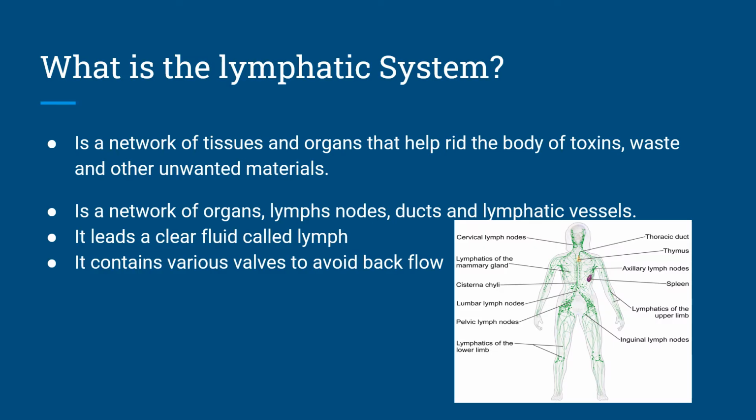What is the lymphatic system? Well, the lymphatic system is a network of tissues and organs that help rid the body of toxins, waste, and other unwanted materials. It carries a clear fluid called lymph. It contains various valves to avoid backflow.